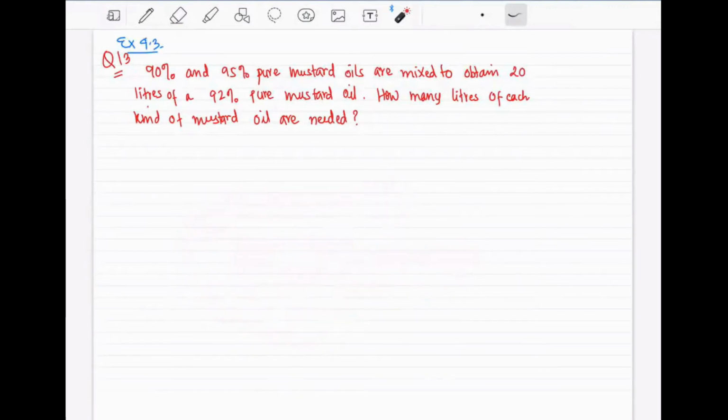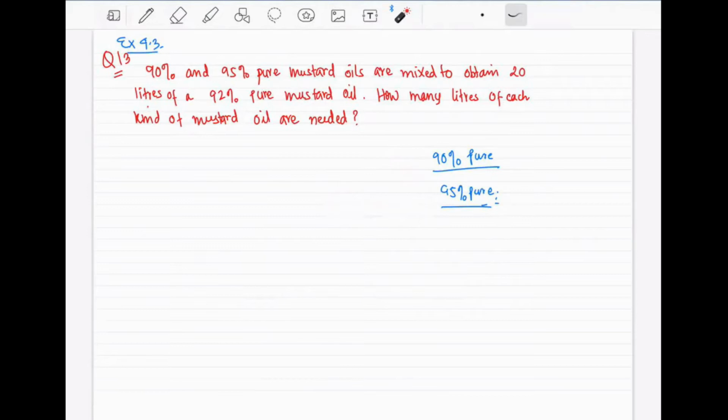Let's see what the unknowns are. 90% and 95% pure mustard oil. From the start of the question, you must be having the thought that there are 2 kinds of mustard oils: a 90% pure one, and the other, 95% pure. We take some quantity of this, some quantity of this, and we mix them to obtain 20 liters. Take any combination of this and this. Let's say I take 11 here, there will be 9 here in order to obtain a total of 20.